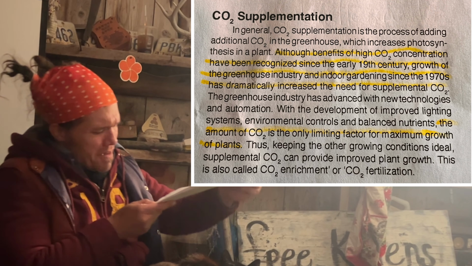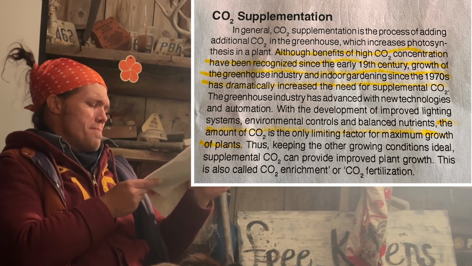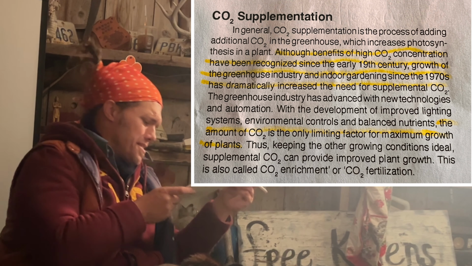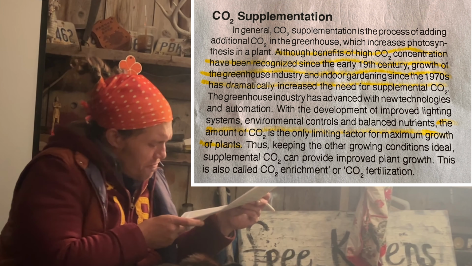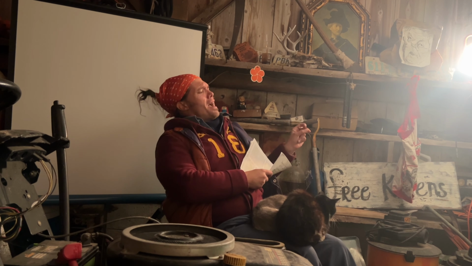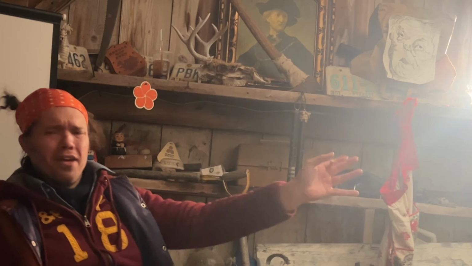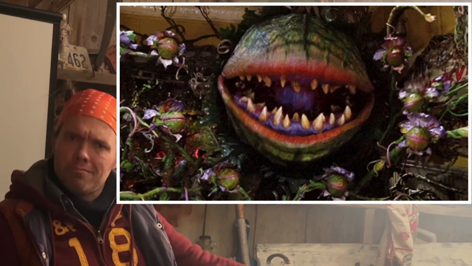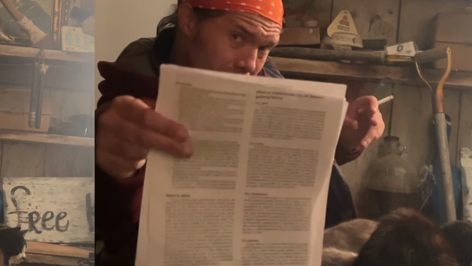With the development of improved lighting systems, environmental controls, and balanced nutrients, the amount of CO2 is the only limiting factor for maximum growth of plants. So the only limiting factor is the fact that we haven't pumped enough CO2 into the atmosphere yet? So we can all have bigger plants and some more advantages. I'm going to get to those right here, because I got the advantages and the disadvantages that relate to what I'm kind of talking about, but not really.